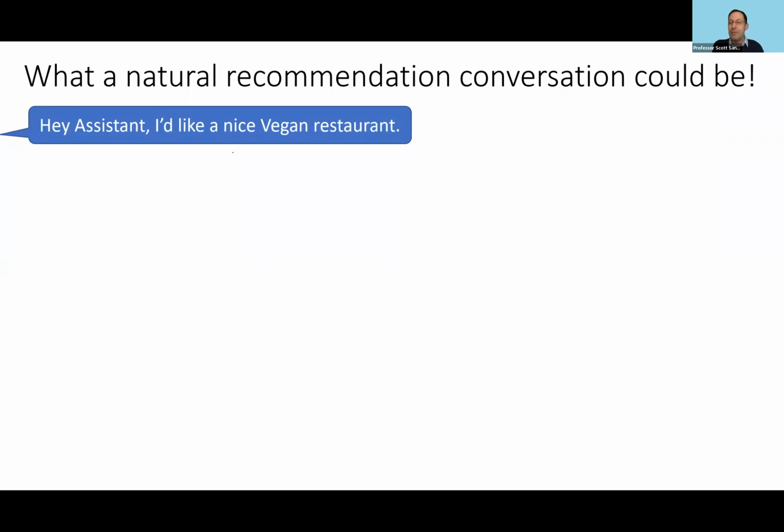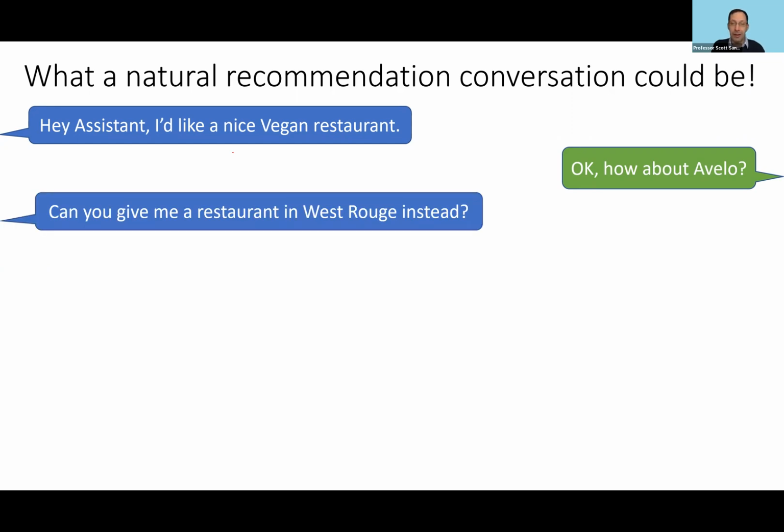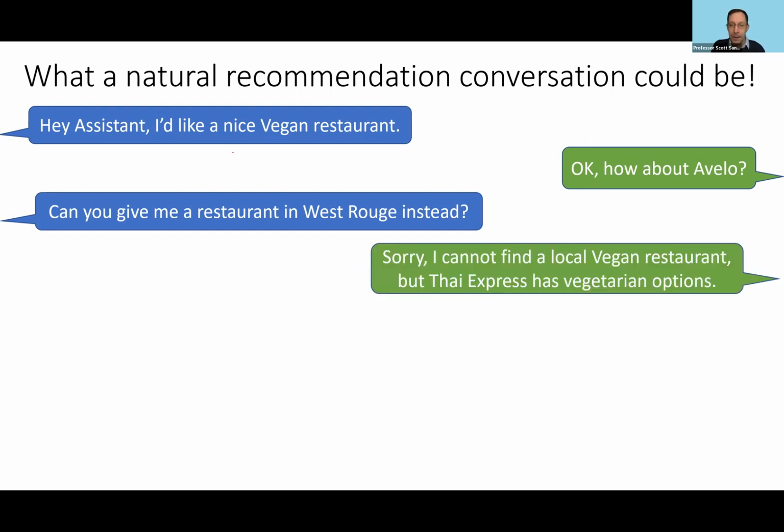So let me envision what I would love the assistant to do. What's a more natural conversation? Okay, so I say, I'd like a nice vegan restaurant. The system says, "Okay, how about Avelo?" Now I'll come back and explain what's interesting about some of these responses in a moment. And I say, "Okay, well, actually, can you give me a restaurant in West Rouge instead?" And the system will say, "Sorry, I can't find a local vegan restaurant, but Thai Express has vegetarian options." Within a kilometer radius of me, there aren't a whole lot of options, and the system is aware of that and is trying to negotiate some trade-offs with me.